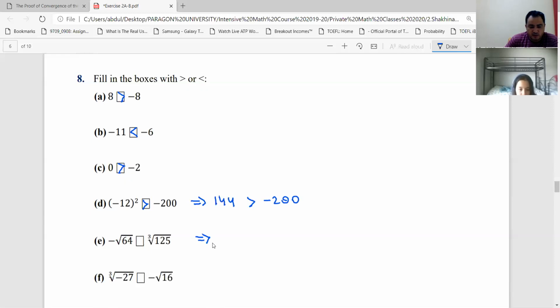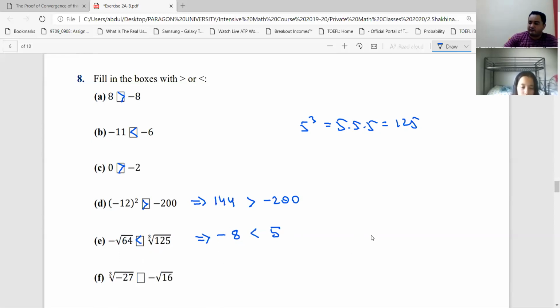Also, you need to show your work here. Okay, so the square root of 64 is 8. And here, what is the cube root of 125? That means what number's cube equals 125? It is 5, right? Because 5 times 5 times 5 equals 125. And that is 5 cubed. So now here we have negative 8 and 5. Which one is greater? Negative 8 is less than 5.